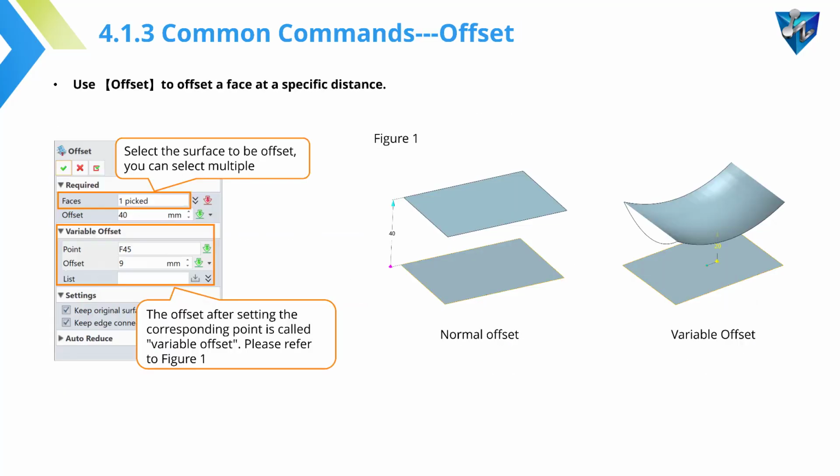The next command is offset. It is used frequently in daily design. It can offset a face at a specific distance. It can also do some non-parametric offsets. We support selecting multiple surfaces to offset at one time. Okay, let's move on to ZW3D to show more detail to you.